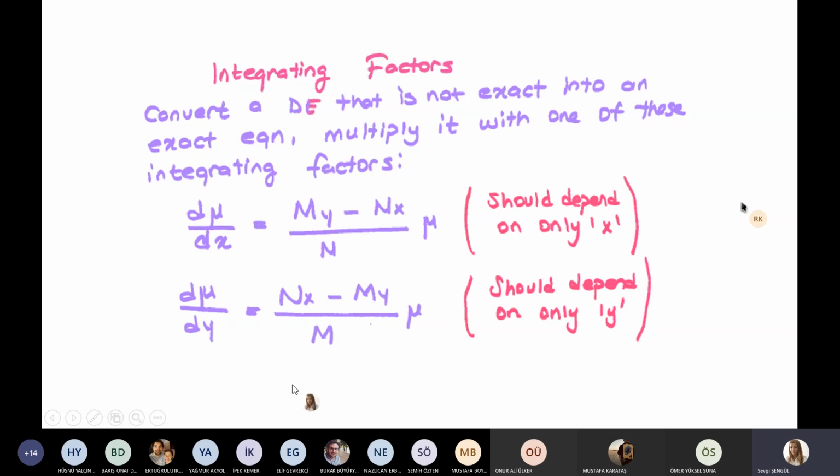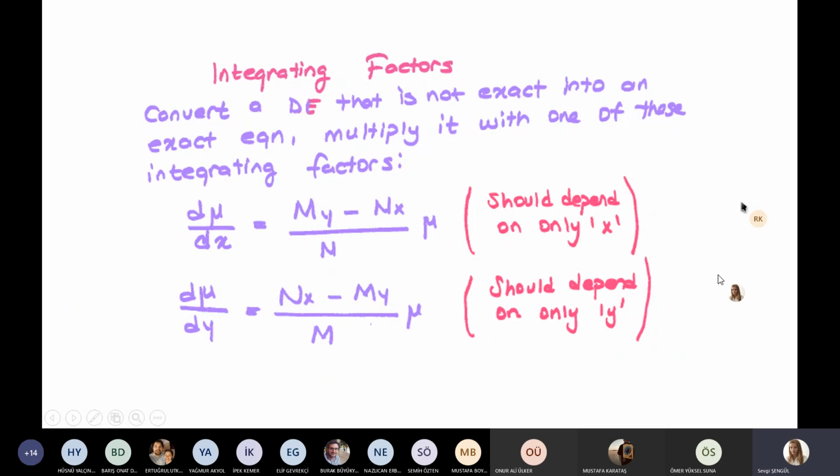Try the second one. And what is the second one? dμ/dy should be equal to (Nx minus My) over M times μ. If this function depends only on y, yes, this is your integrating factor. If none of them is working, you cannot solve this one as an exact one. But if these are working, they are going to turn your differential equation into an exact differential equation.